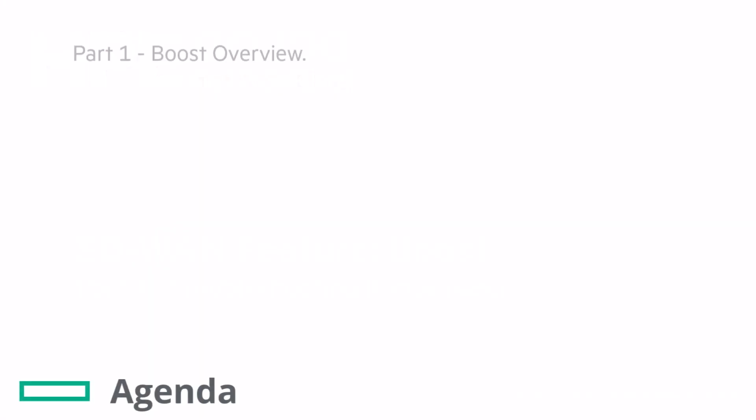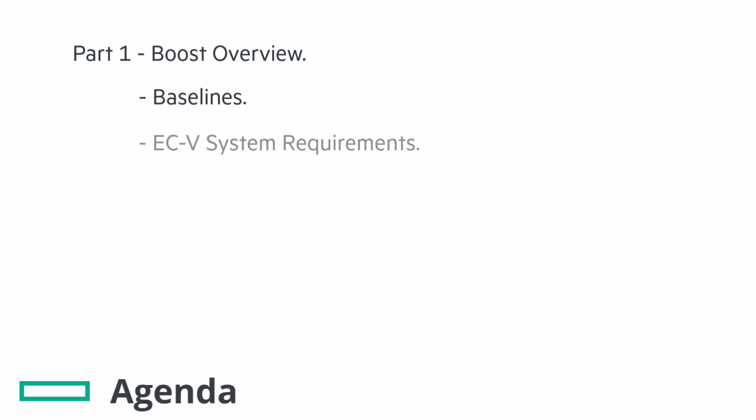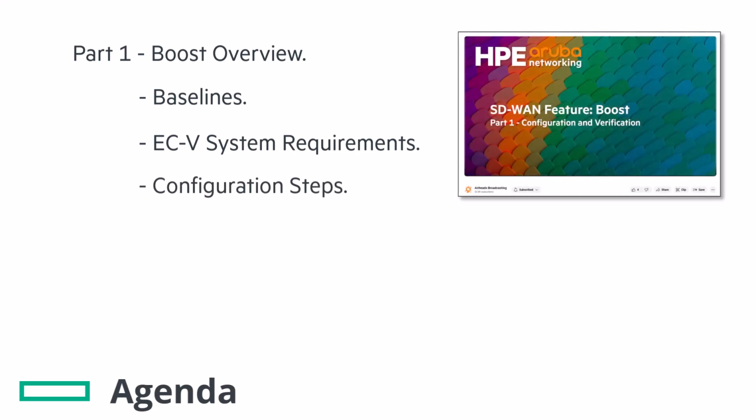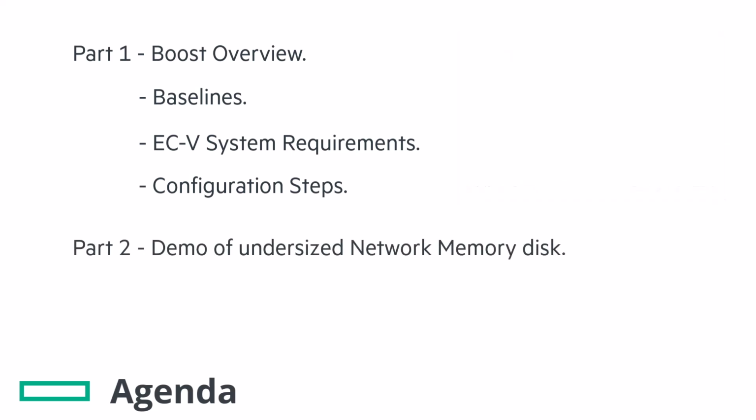Welcome back. In part 1, we looked at Boost and what it could do for us, comparing the right baselines, and system requirements for ECV. If you need to verify that Boost is configured properly, stop and watch part 1 now, then return to this video for troubleshooting tips. Let's get back to the demo, where we're going to see what happens if the network memory disk is too small.